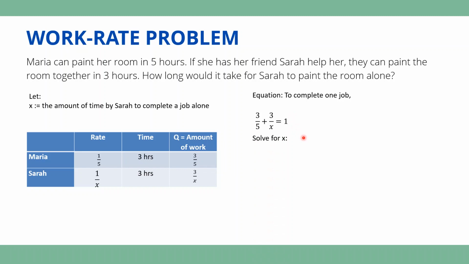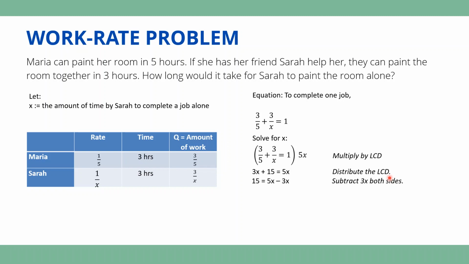So solving for x, first thing we have to do is multiply both sides by their LCD, which in this case is 5x. Then after multiplying, 5x divided by 5 times 3, we have 3x. Then 5x divided by x times 3, 15. And we have 5x times 1, which is equal to 5x. So now that we distributed our LCD, we will now subtract or isolate natin sa isang side ng ating equation yung ating x.